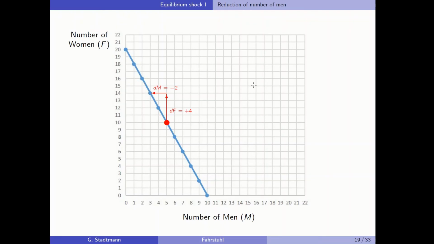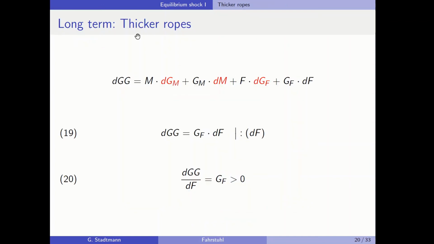So this was the solution in the short run. Let's have a look at the longer term. In the longer term, we can put thicker ropes in the elevator so that the capacity constraint increases. The number of men will be constant. The number of men does not change. dm is equal to 0.